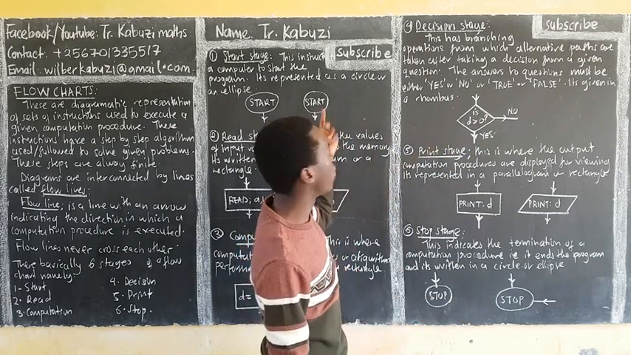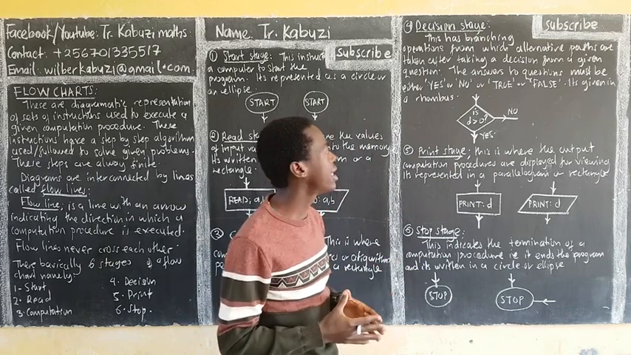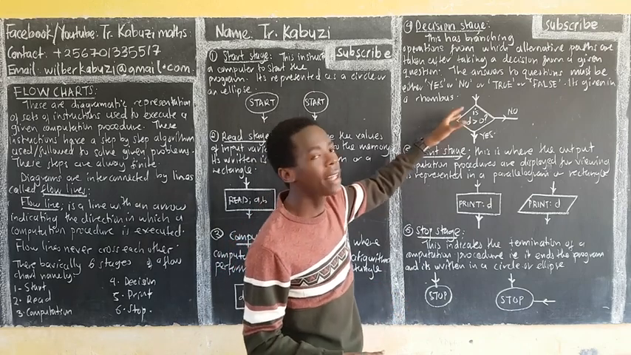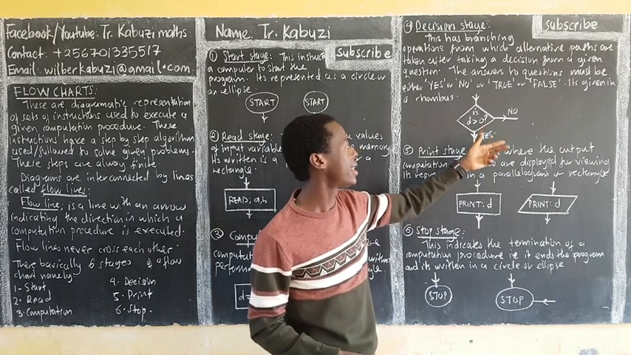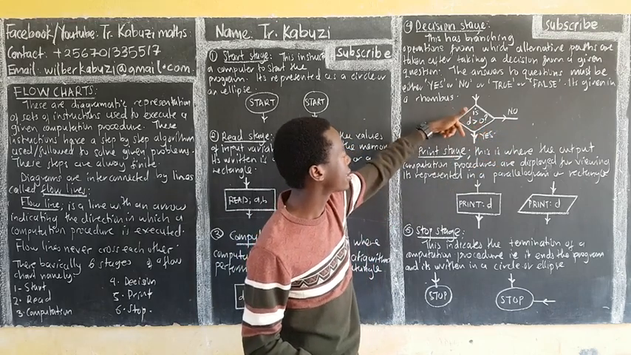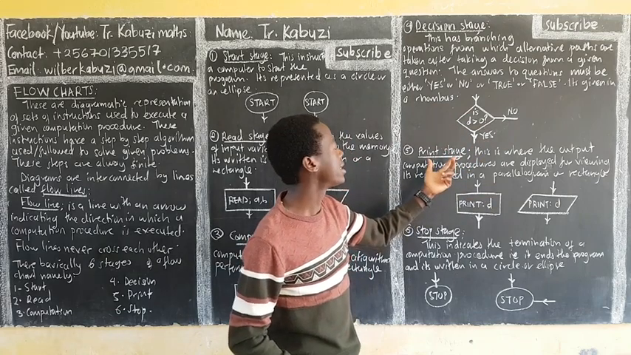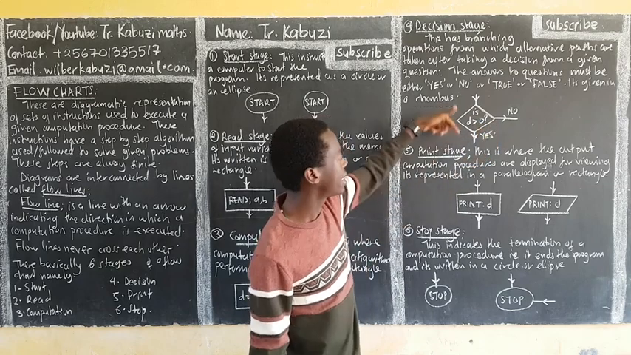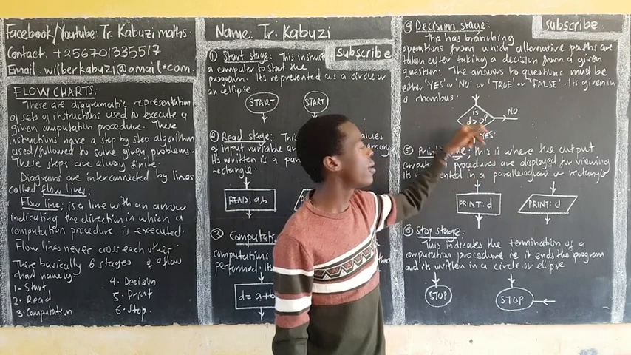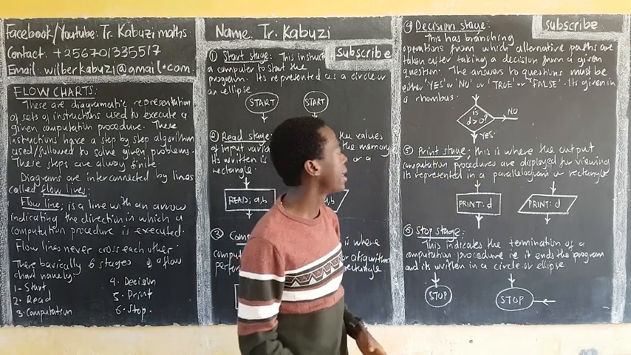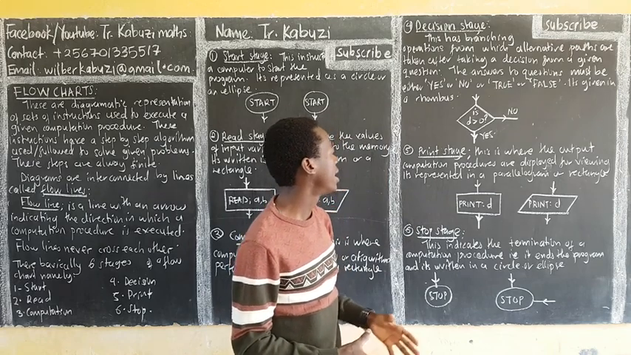So when we finish some stage, we go to the next stage. After finishing that stage, we go to the next stage. Now after taking the decision, either yes or no, we go to the next stage, and from that next stage, whether yes or no, we shall come to the printing stage. All of these will push you to the printing stage. This is where the output of the computation procedure is displayed for viewing.